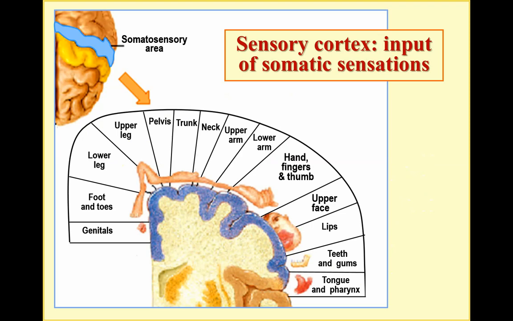Certain similarity you can find here, because again the largest areas of the cortex are for analysis of sensations that come from the receptors of the hand and face. Again, hand and face have the greatest representation areas, but now it's a sensory representation.